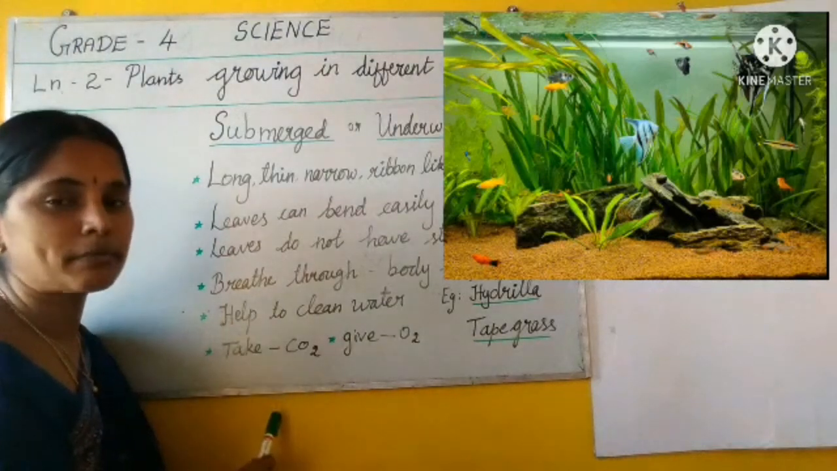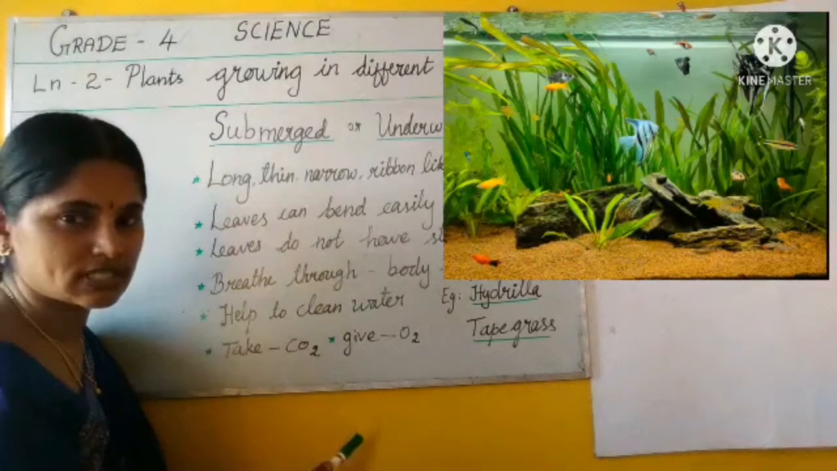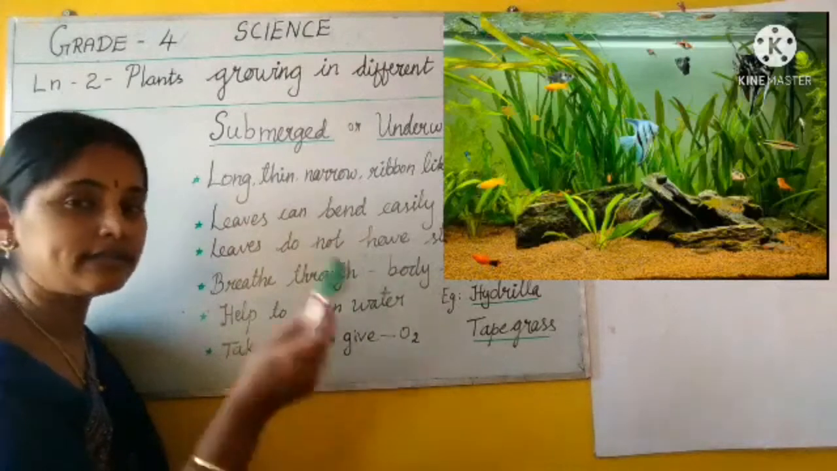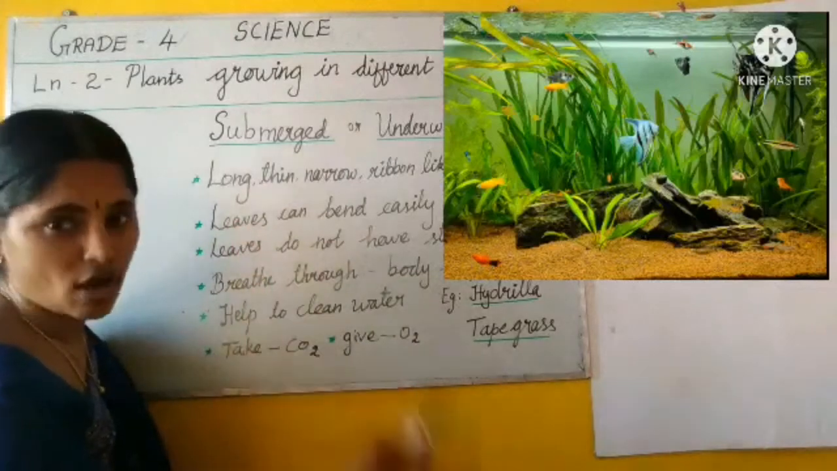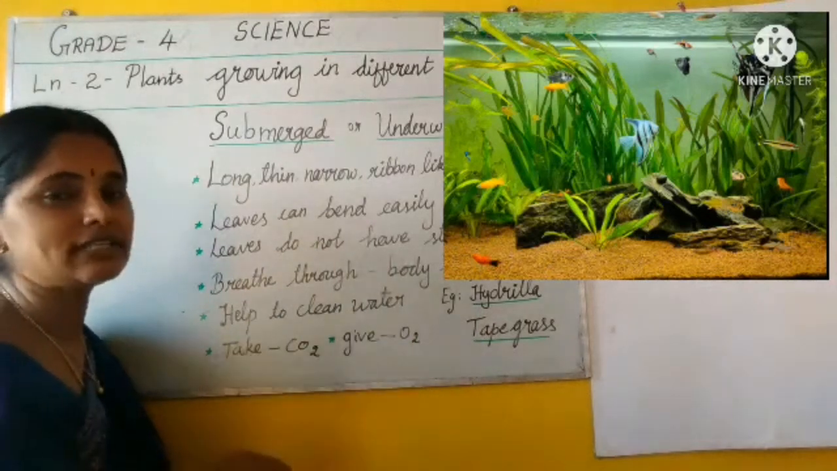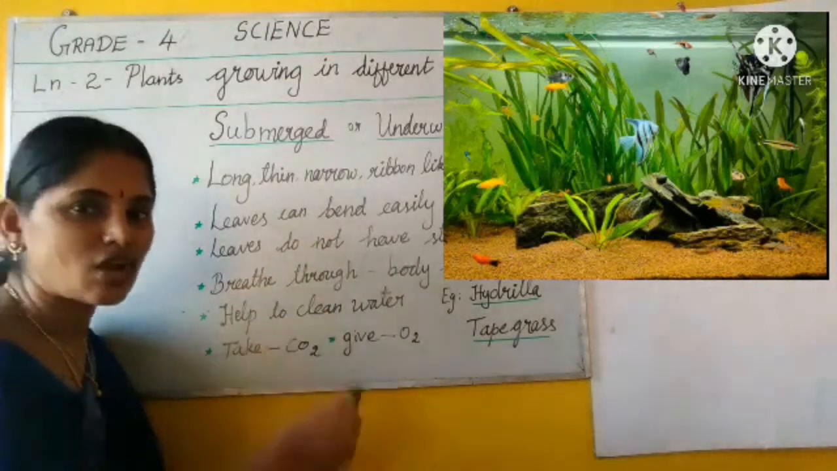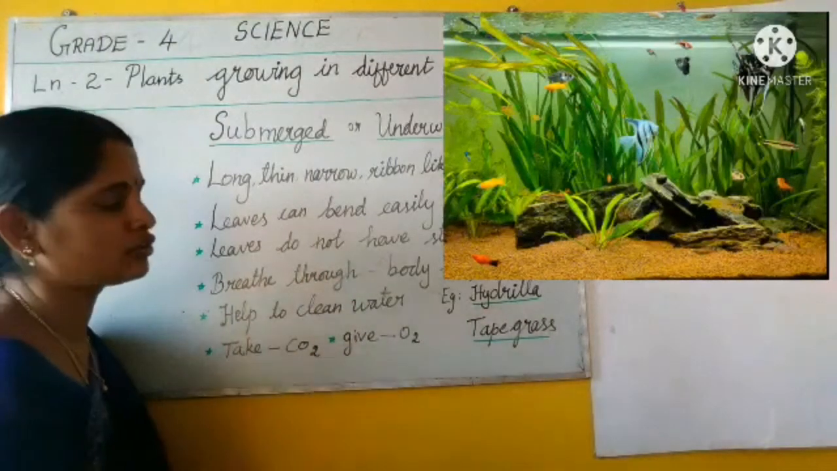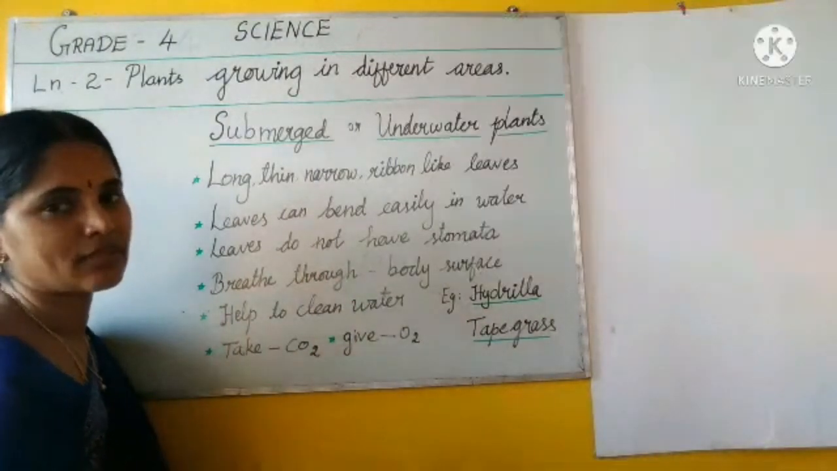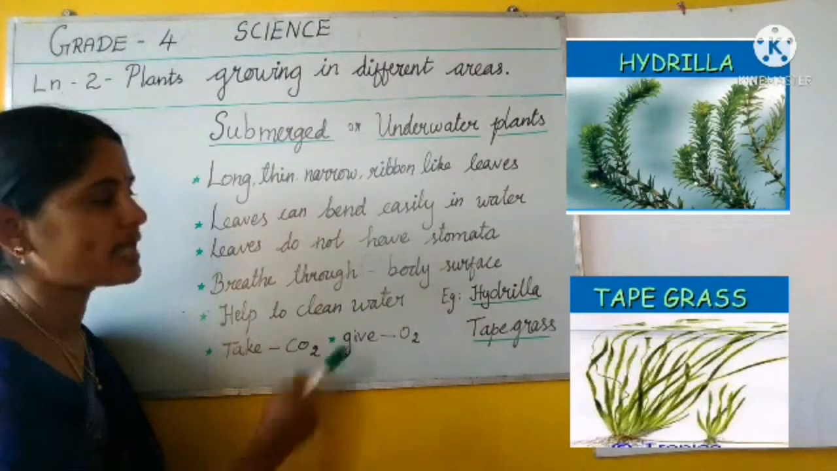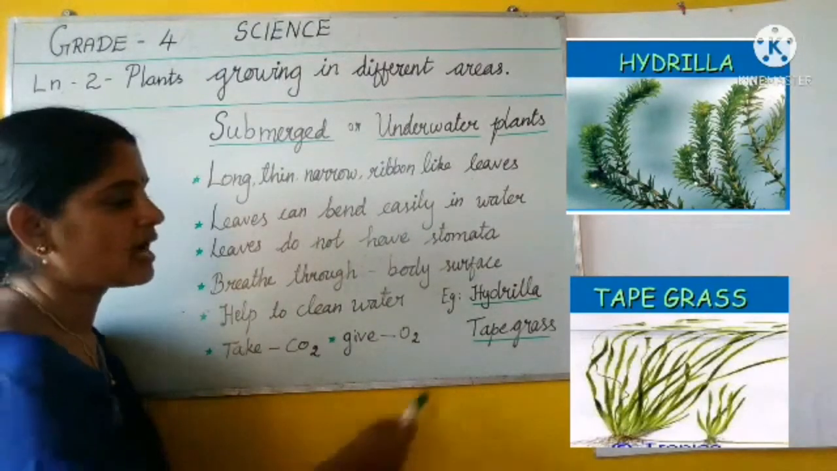So these water plants give out oxygen. That oxygen is taken by the animal and that animal gives out carbon dioxide. That carbon dioxide is taken by this plant. Are you clear? So this cycle happens continuously in these submerged plants. Clear? What are the examples we can say?